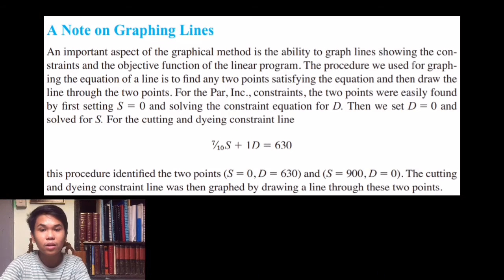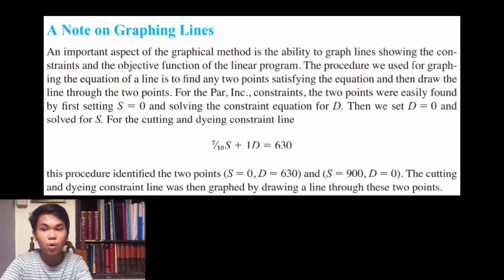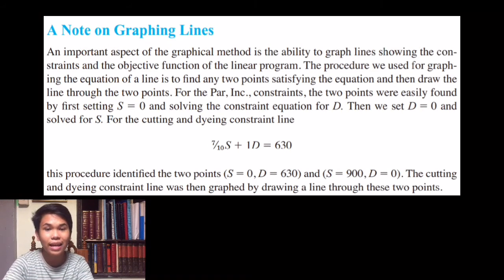The availability of graph lines representing the constraints and the linear program's objective function is an essential feature of the graphical method. We utilize the method of finding any two locations that satisfy the equation and then drawing a line across them to graph the equation of a line.